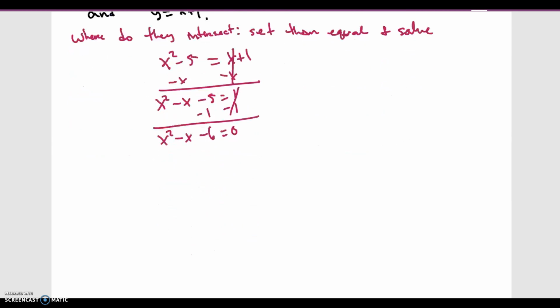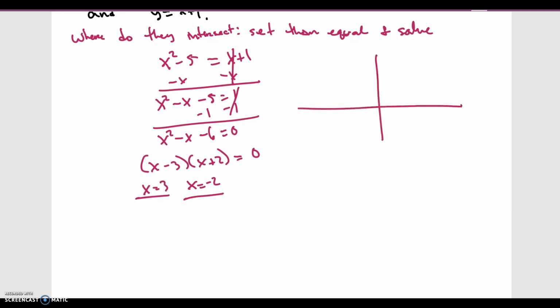After that I can just factor this out. I have x and x, so two numbers that multiply to get -6 and add up to get -1 will be -3 and +2. When I solve this, I get x equals 3 and x equals -2. So now I know exactly where they both intersect. My two graphs intersect at x equals -2 and at x equals 3.